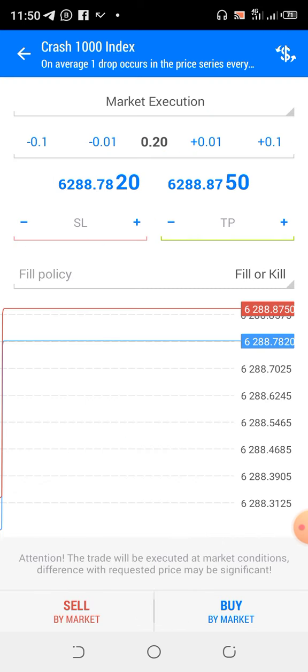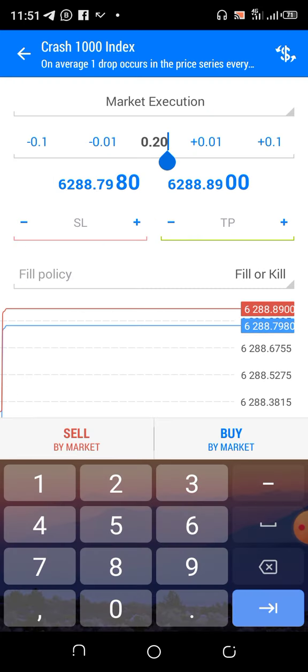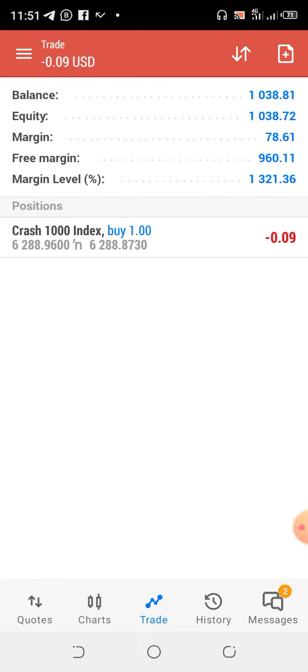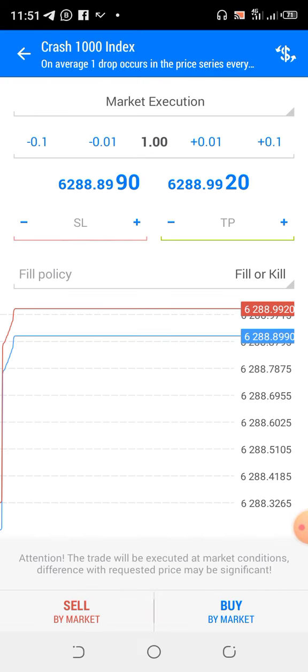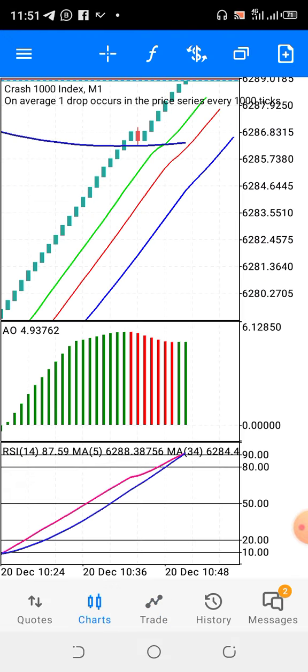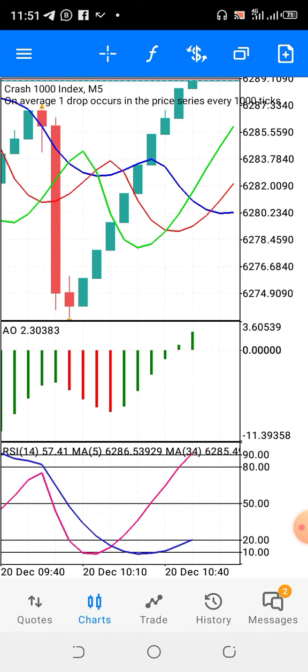All right, it's time for me to place my trade. Should I use 80? Let me use $1. Let me take two positions. All right, this is how it goes. Let's see how it goes.